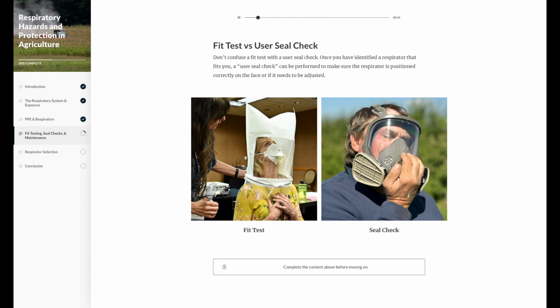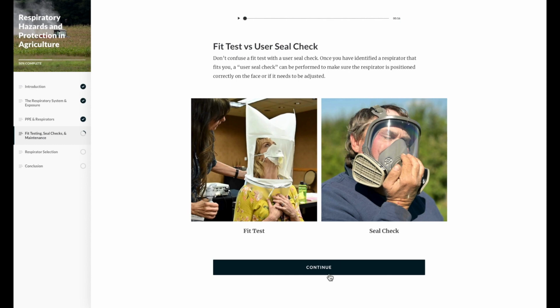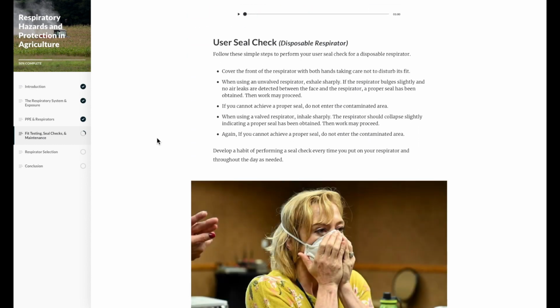Don't confuse a fit test with a user seal check. Once you have identified a respirator that fits you, a user seal check can be performed to make sure the respirator is positioned correctly on the face or if it needs to be adjusted. Follow these simple steps to perform your user seal check for a disposable respirator.